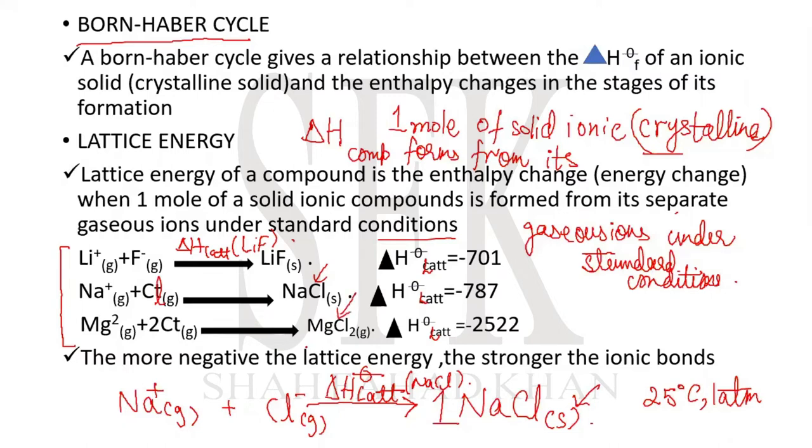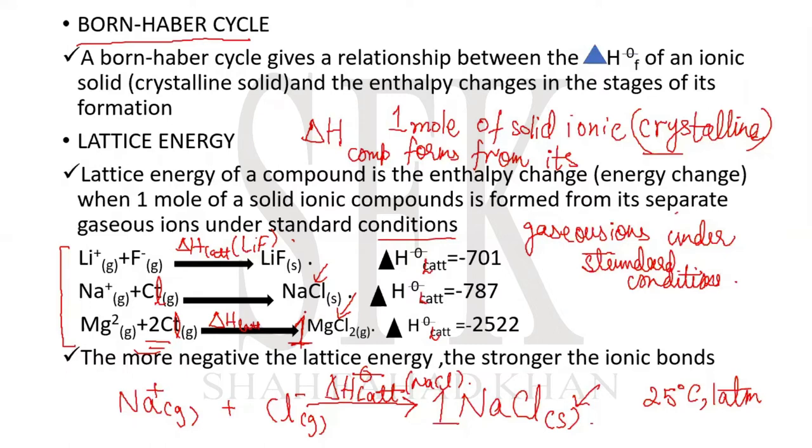Lattice energy of magnesium chloride. Although we have a 2 over here in chlorine, this doesn't affect our value. This is still the lattice energy of magnesium chloride, because lattice energy depends upon the magnitude of the product. If we have only 1 mole of this product, then that means we have only 1 mole of the lattice energy. And in this case, lattice energy of magnesium chloride.